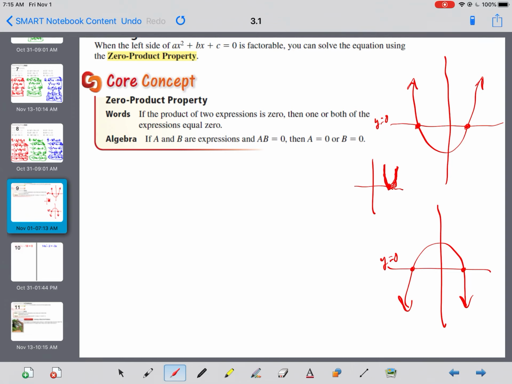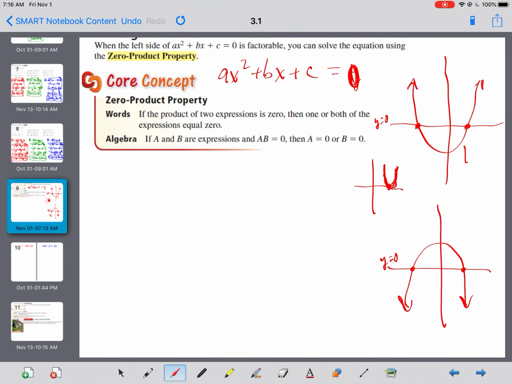Sometimes positive, negative. Sometimes if it's moved way to the right, both positive. Sometimes if it's moved way to the left, both negative. The main thing is when y is 0. So the way we're going to solve a quadratic equation is we're going to get it set equal to 0, so that where that y would be, it would normally be ax squared plus bx plus c equals y, or the y equals is on the other side. Either way, it doesn't matter.